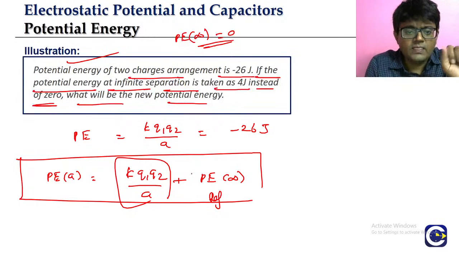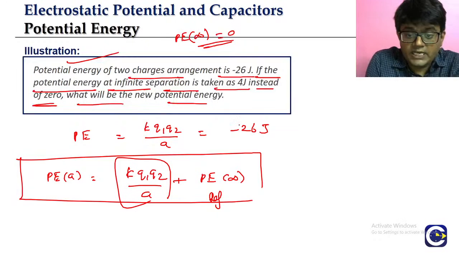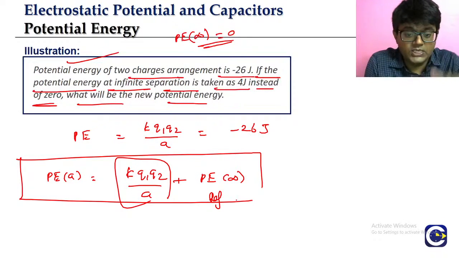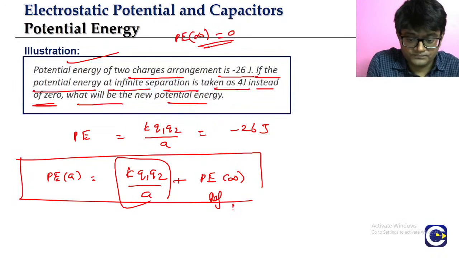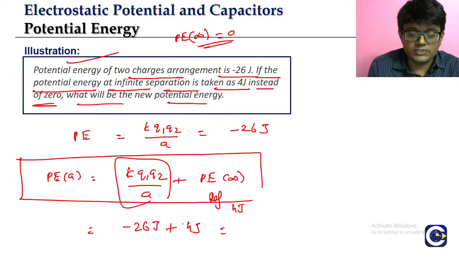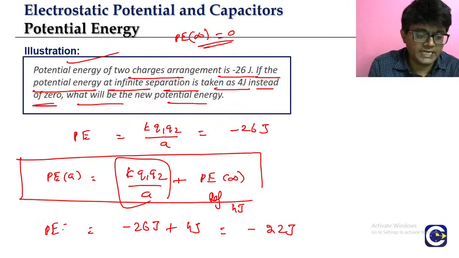இங்க என்ன சொல்றாங்க, if the potential energy at infinite separation is taken as 4 joules instead of 0, 0 க்கு பதிலா they are saying take it as 4. Substitute பண்ண என்ன வரும், இங்க பாருங்க, k q1 q2 by A எவ்வளவு, minus 26 joules plus 4 joules. இதானது minus 22 joules. இதுதான் new potential energy.